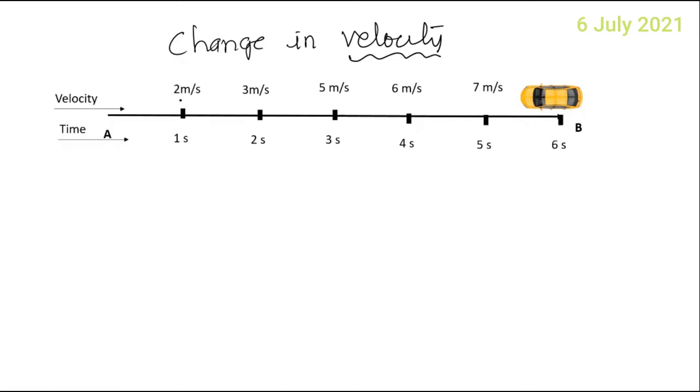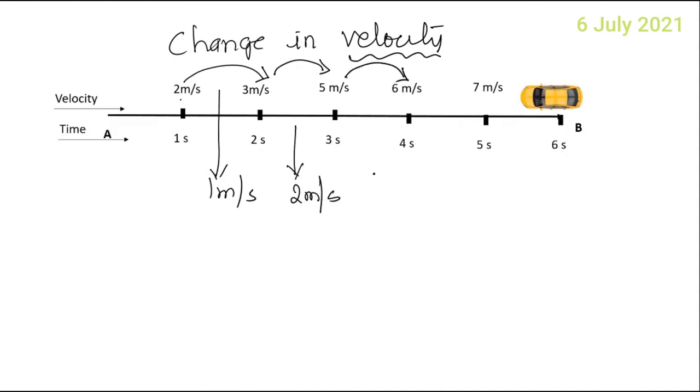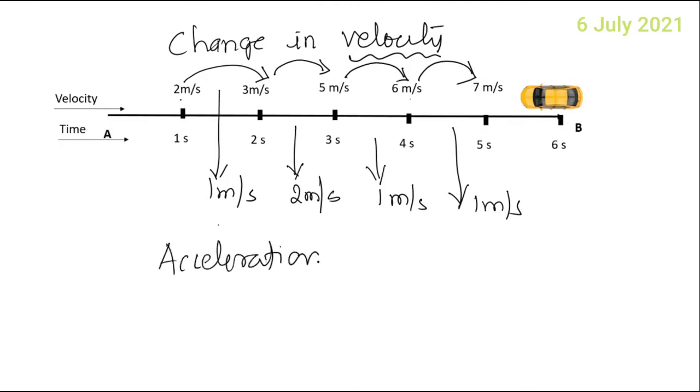Now see, initially it was 2 meter per second, then it became 3 meter per second. How much has changed? 1 meter per second. Now from 3 meter per second to 5 meter per second, how much velocity has changed? 2 meter per second. From 5 to 6 meter per second, again 1 meter per second. Then the change in velocity is again 1 meter per second, from 6 to 7 meter per second. Look at the change in velocity. There is change in velocity and there is an acceleration in this motion.